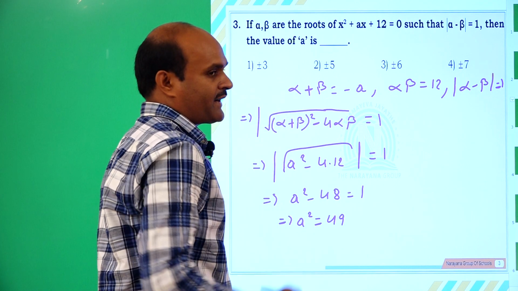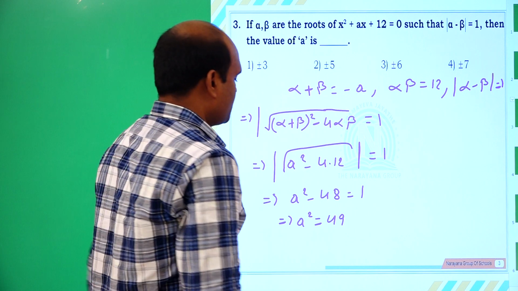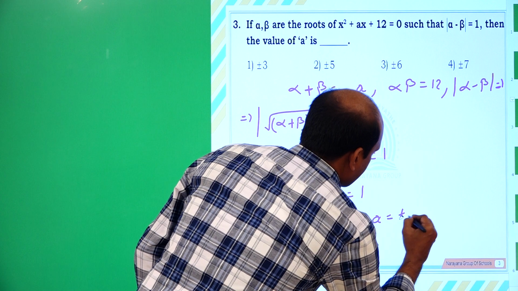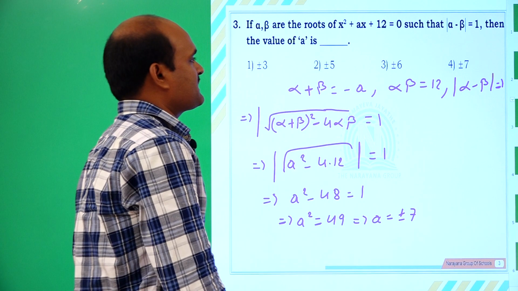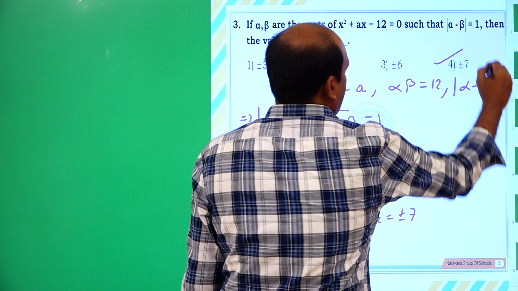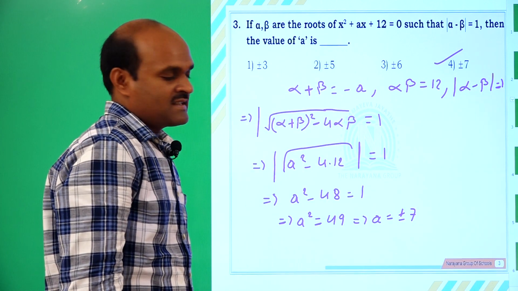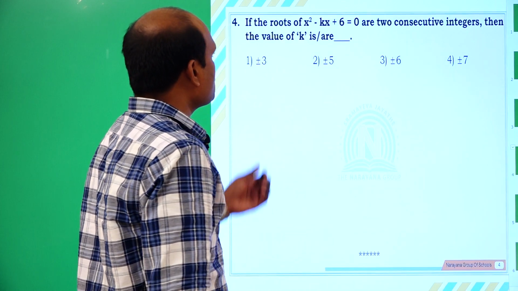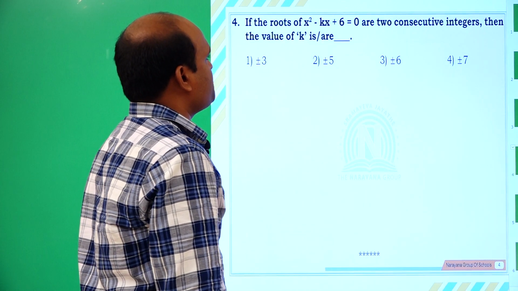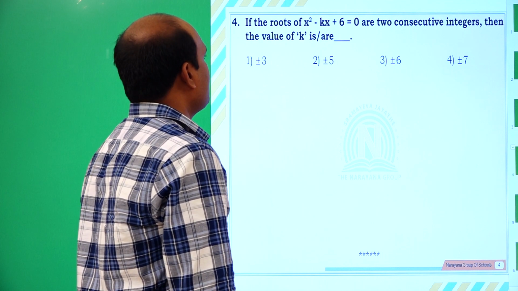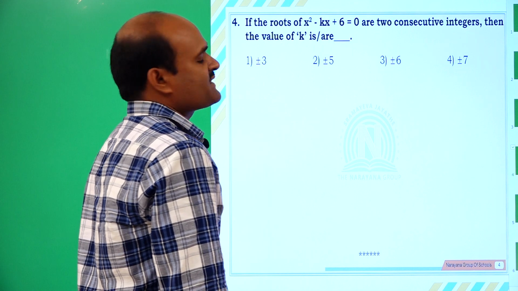This minus 48 transpose to RHS side. That implies a is equal to plus or minus 7. So the correct answer is fourth option. A is equal to plus or minus 7. Coming to the next problem, if the roots of x square minus kx plus 6 equal to 0 are two consecutive integers, then the value of k is dash.